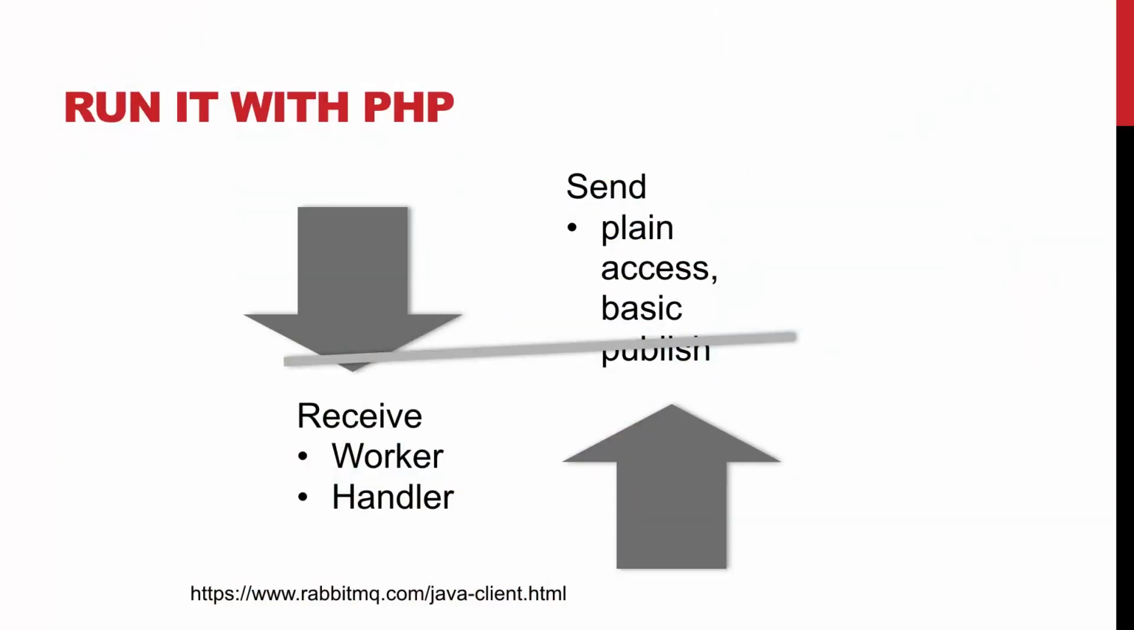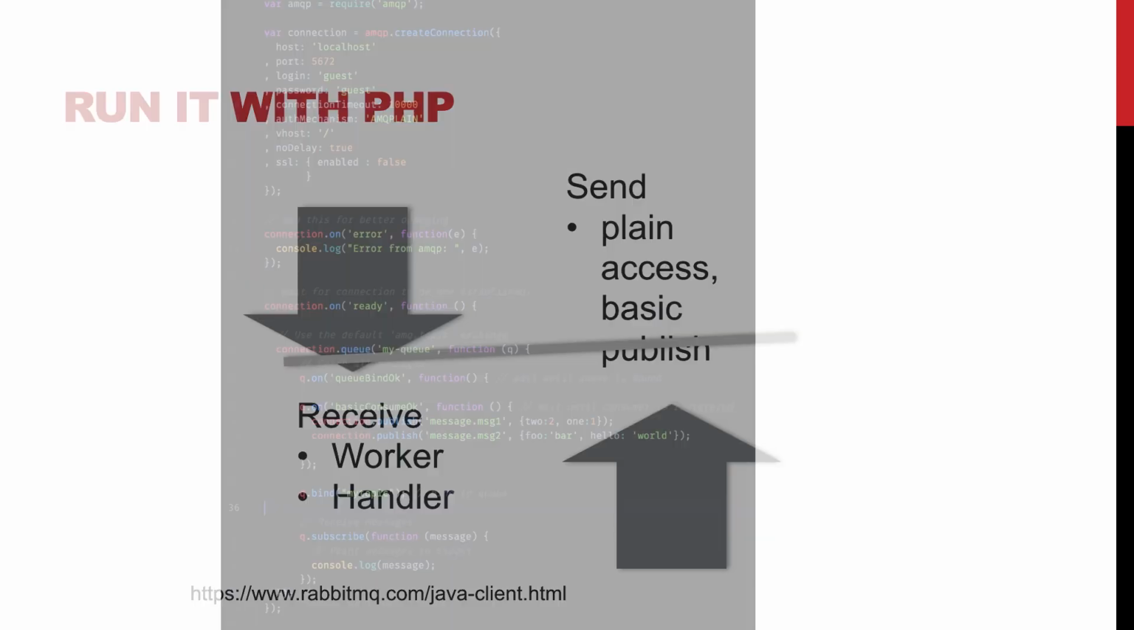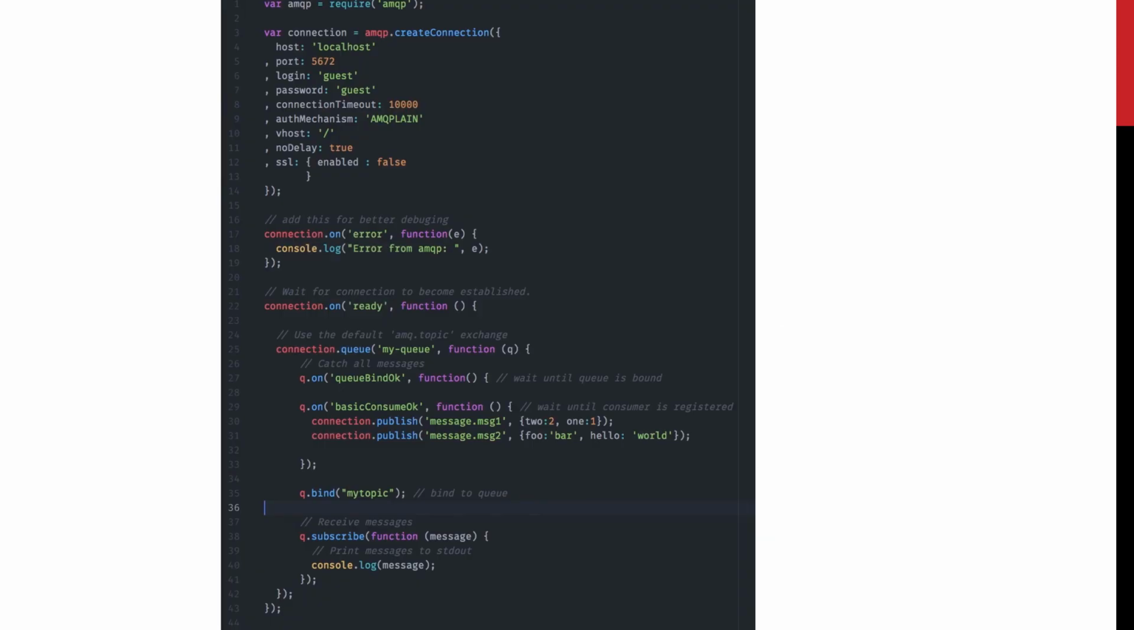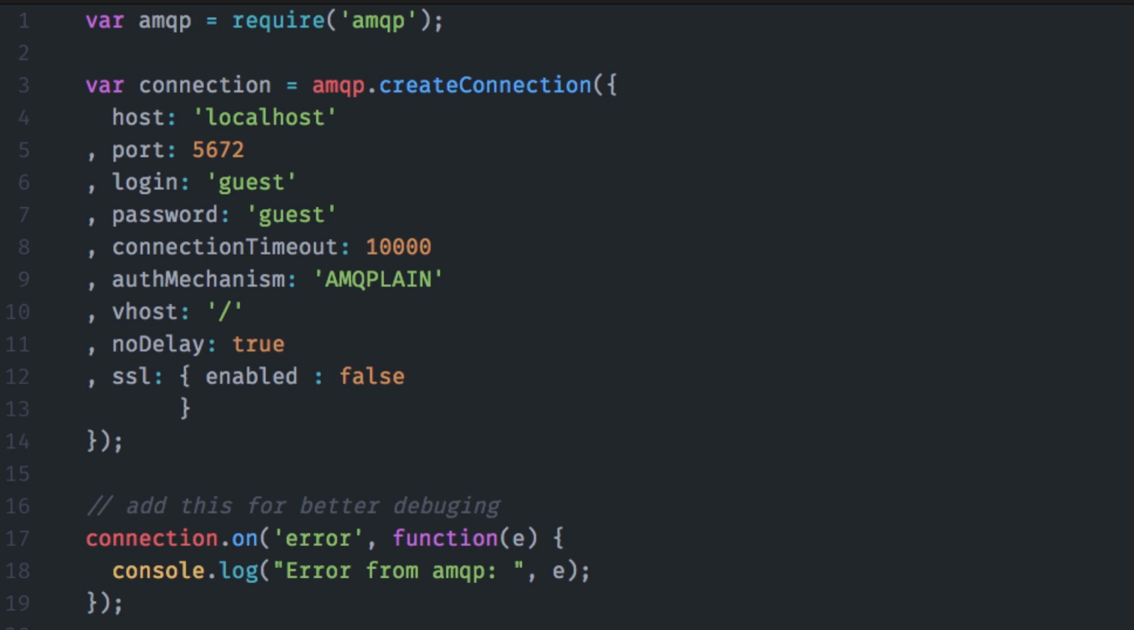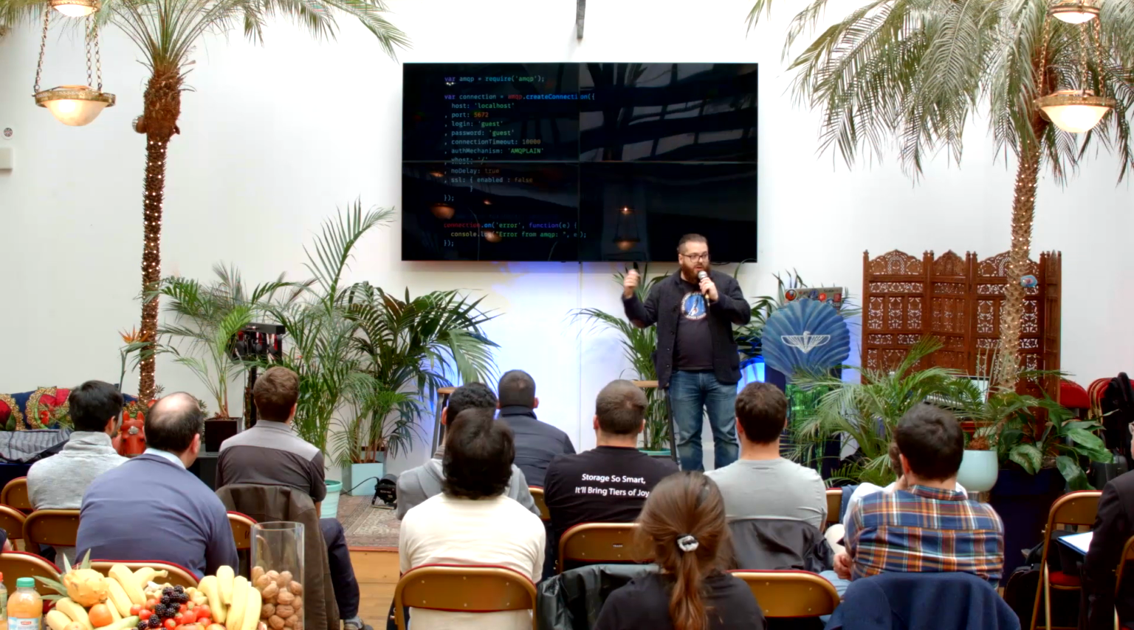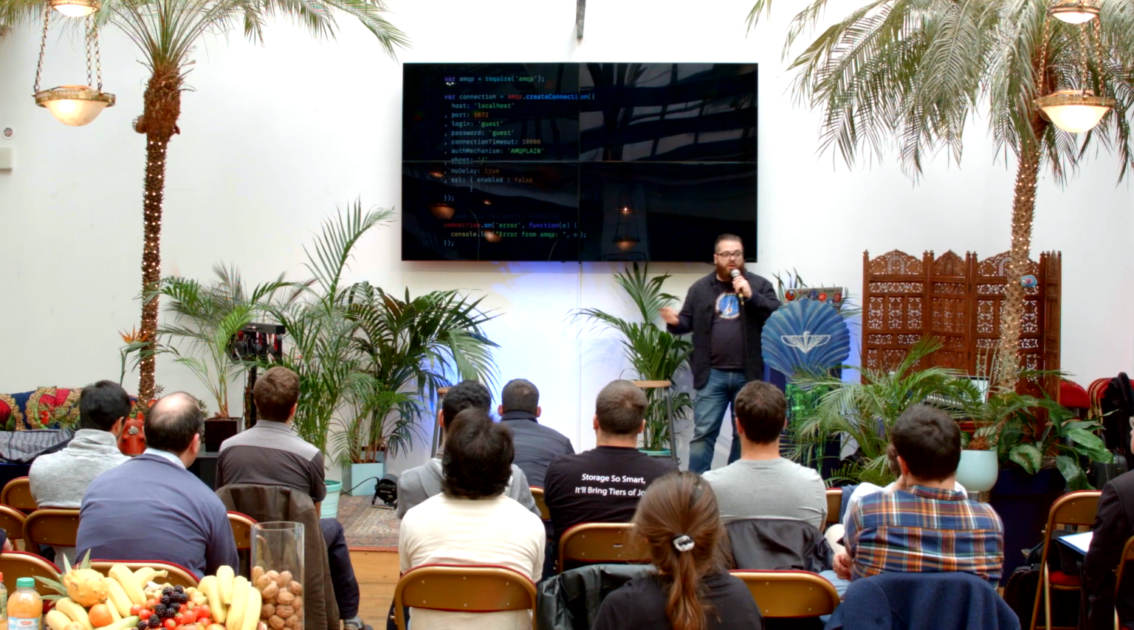I will show you some code for running it, not with PHP, not with Java, but with node.js, because we are in the family. Okay. Cool. This is an example of code. To zoom in, we start with require AMQP. Then we have the configuration of the cluster. So we have the connection with host, port, login, password.